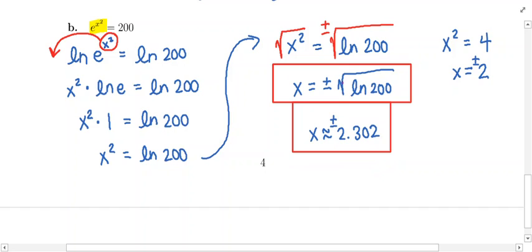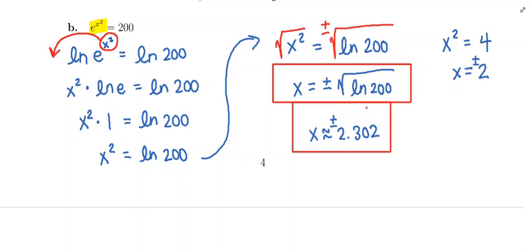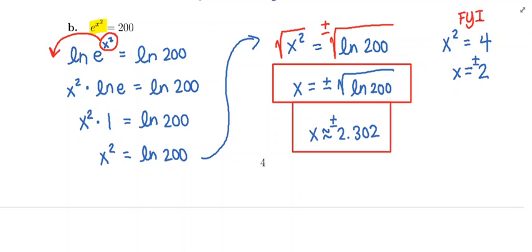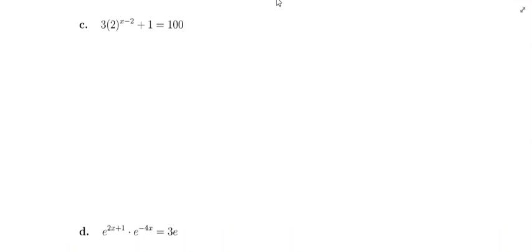One thing I want to point out, and I've done this with the other problems: when you have an exact answer, you want to use the notation x equals. And then when you do your decimal approximation, it's not the exact answer, so you need to use an approximate symbol instead of an equal sign. All right, now I'll put a little FYI here just to remember that if you have something squared equal to a number, when you take the square root on the right side, you need to put a plus or minus out front. Okay, moving on to part C.